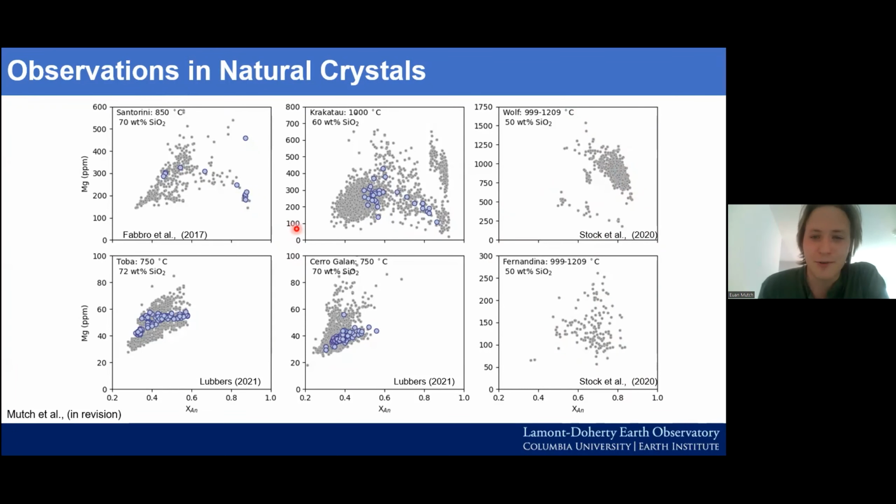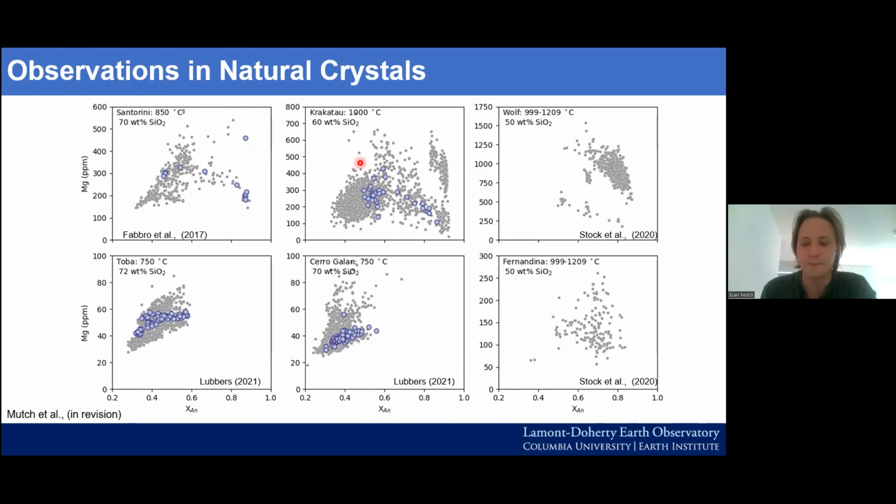But the really cool thing that kind of blew my mind is in these transitional systems where we have a range of anorthite contents, we actually see this flip in behavior. So this is quite prominent in Krakatoa as well as Santorini. And this is actually present in single crystals, single profiles, which are shown by these blue dots.